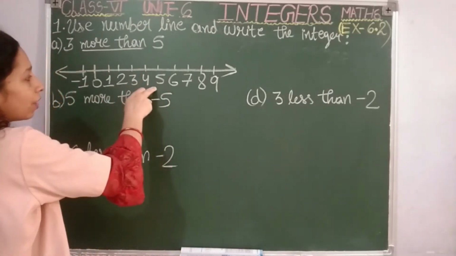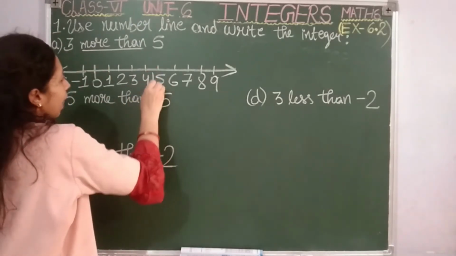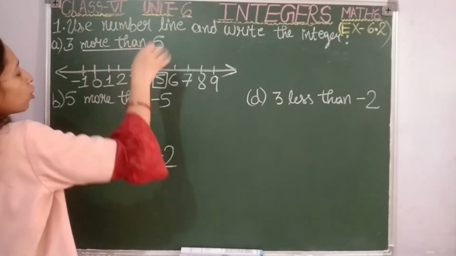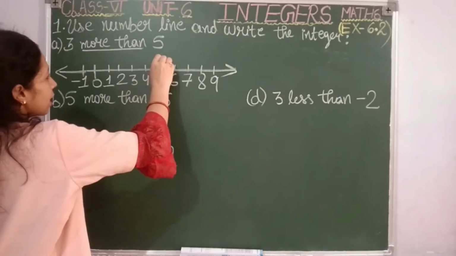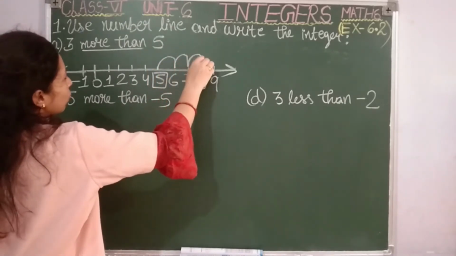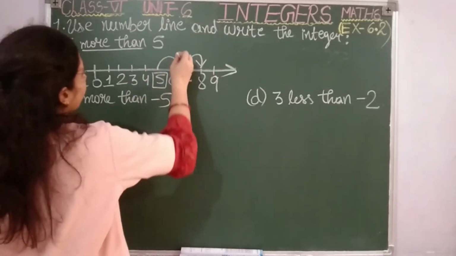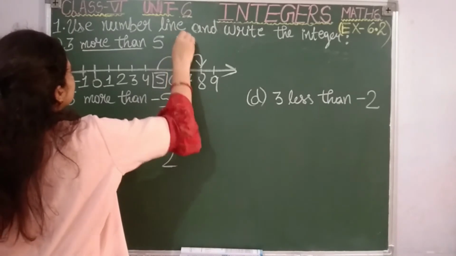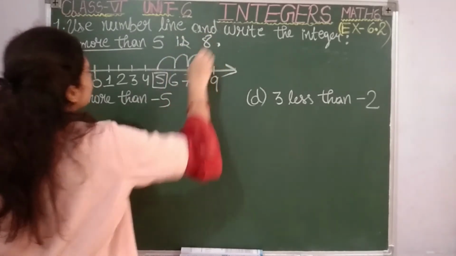Now 3 more than 5 means first you are going to reach 5. First we will start from 5. So here I am marking 5 like this, that I am at 5. From 5 you have to take 3 more, means 1, 2, 3. Where are we reaching, students? We are reaching at 8. It means that 3 more than 5 is 8. Here itself I have written the answer, students.